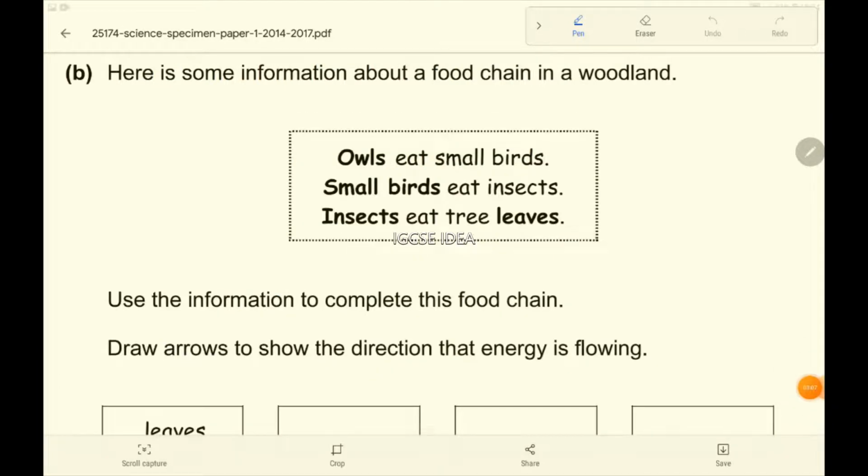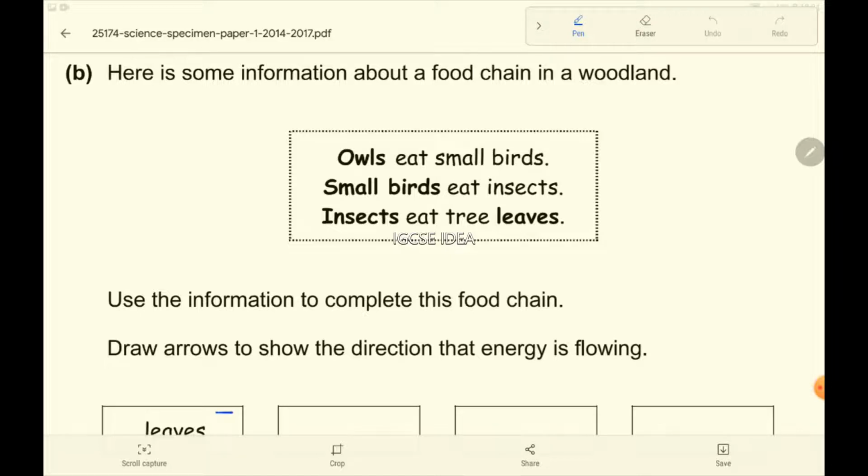Here is some information about a food chain in a woodland. Owls eat small birds. Small birds eat insects. Insects eat tree leaves. Use the information to complete this food chain. Draw arrows to show the direction that energy is flowing.